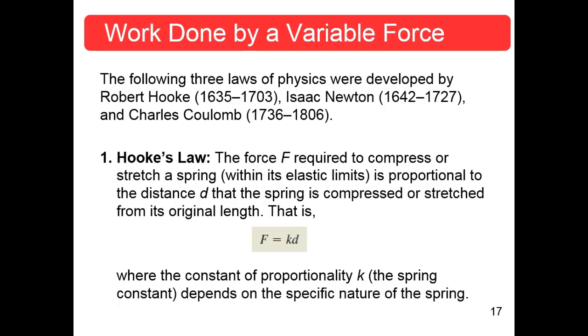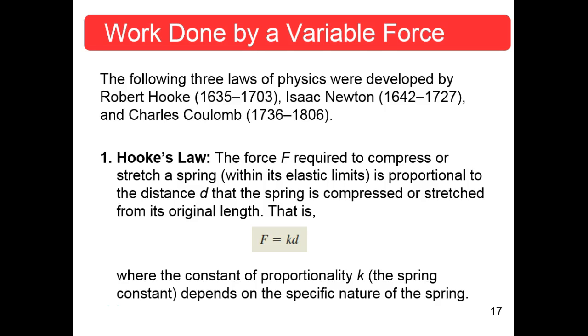So here's Hooke's law. The force F, and this is your spring that we just talked about, the force F required to compress or stretch a spring within its elastic limits, you can't overstretch a spring, we usually say you sprung the spring, is proportional to the distance d that the spring is compressed or stretched from the original length. So therefore, proportionality is F is equal to K times D. D is a displacement, usually horizontal, but it can be vertical, so it can be Kx or Ky.